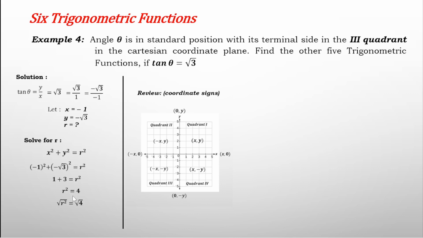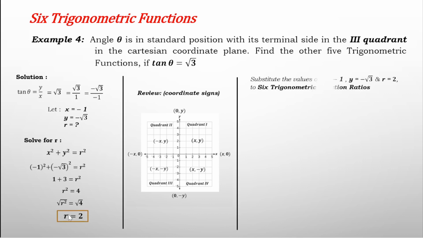And we have to extract the square root of both sides to omit the exponent of the r. So we have now r is equal to 2. Take note that r is always positive. So let us now substitute the value for x, which is negative 1, y, which is negative square root of 3, and r, which is equal to 2, to our 6 trigonometric function ratios.